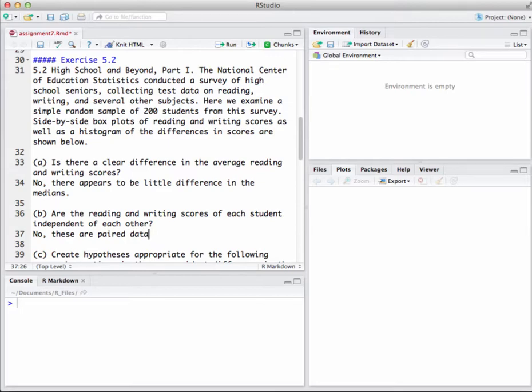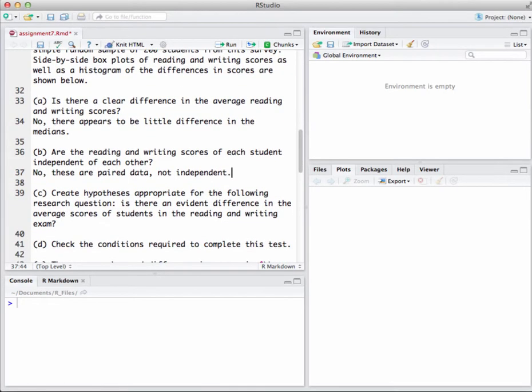Now, if we wanted to look at, say, writing scores for all the girls in the class and writing scores for all the boys in the class, those would be independent of each other. They're not matched. They're not paired to each other, okay? So no, these are paired data, not independent. Okay, hopefully that makes sense. So it says create hypotheses appropriate for the following research question. Is there an evident difference in the average scores of students in the reading and writing exam?